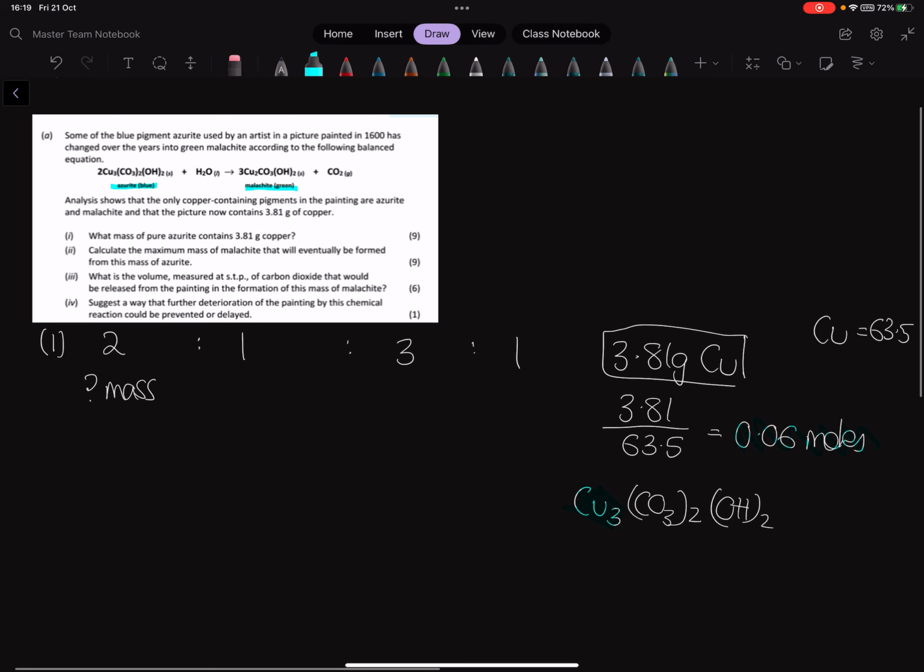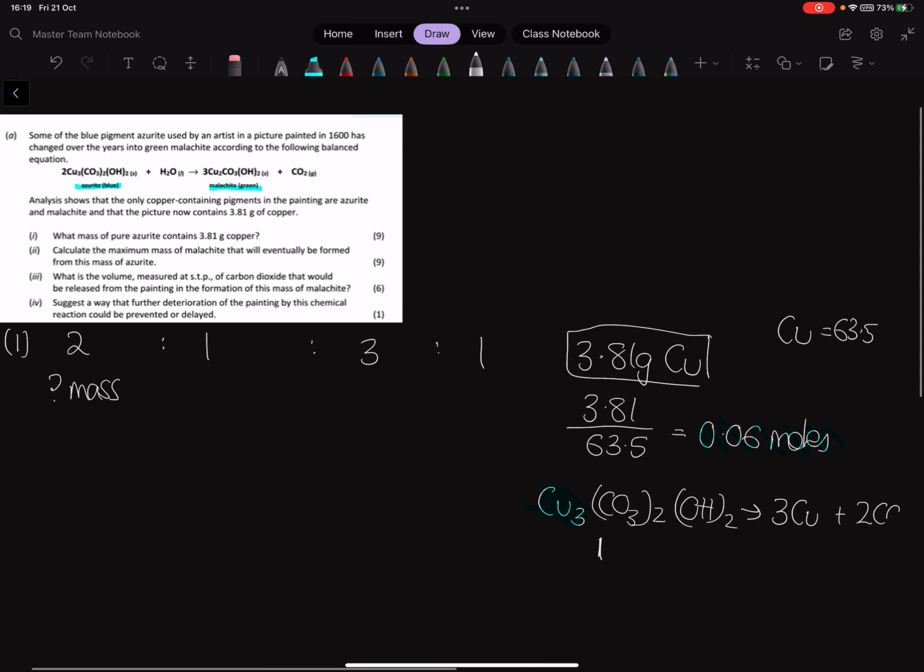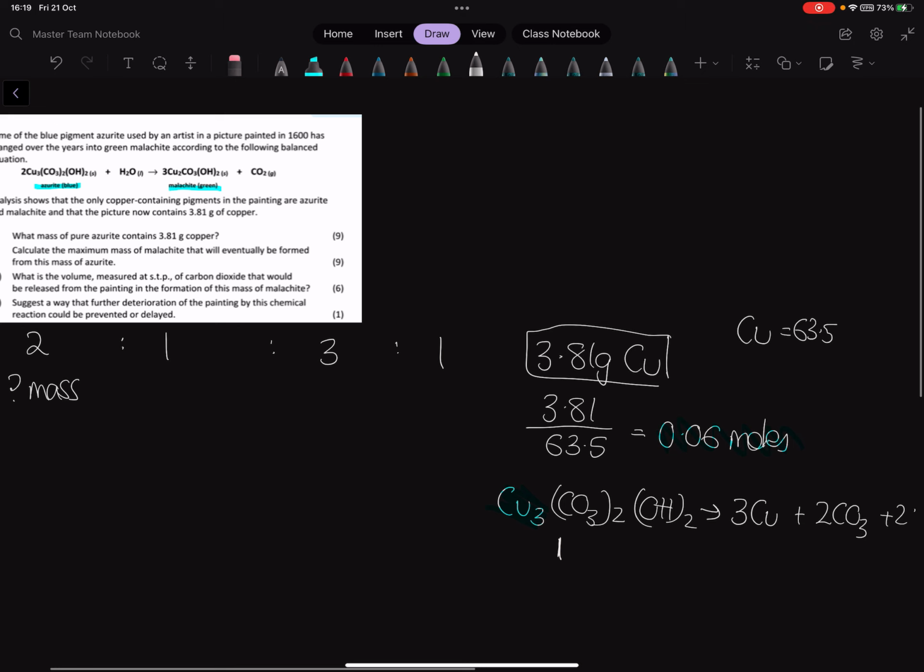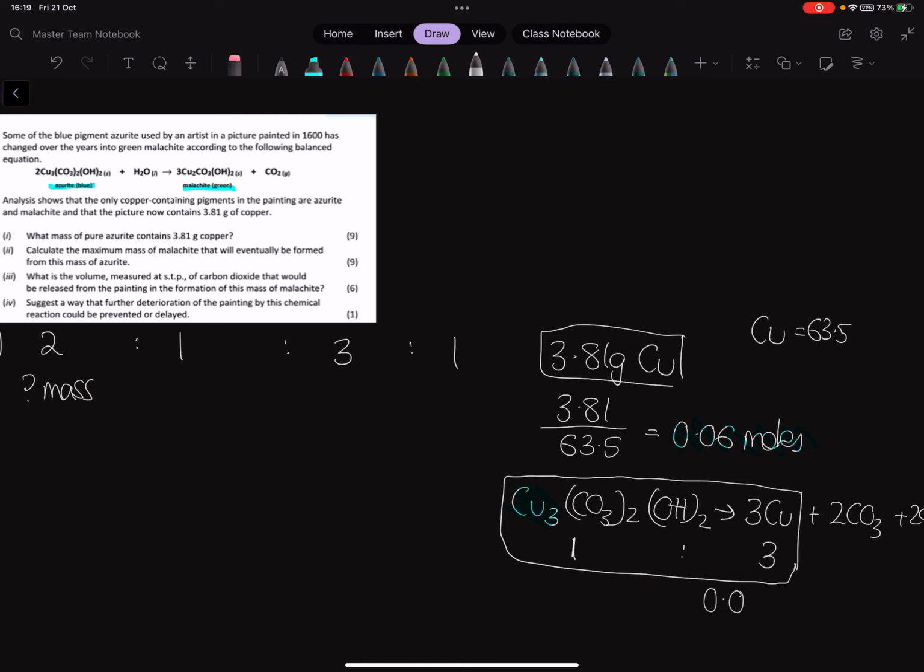So this is one of the ones where we have to break up our equation to see can we figure out the moles for our mole ratio box. So we have one of these, and if we break this up, it's going to be 3 Cus, and technically 2 CO3s, and technically 2 OHs. And we already know our ratio is 1:3 for this part, because this is what we're interested in. And we already know that 3 equivalents is worth 0.06. So 1 equivalent must be worth 0.02 moles.